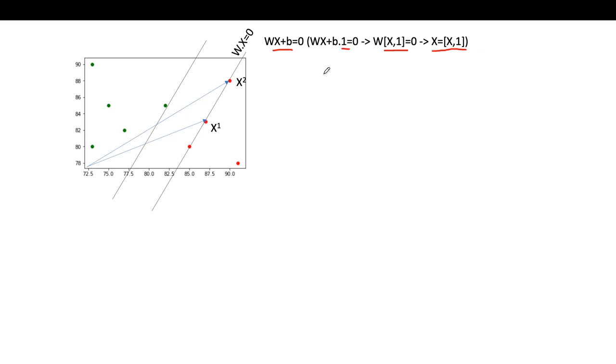So now we know wx equals 0, and we know x1 and x2 are points on that line wx equals 0. So we have wx1 equals 0 and wx2 equals 0. By subtracting these two, we can say w(x1 minus x2) is equal to 0. So what does that mean? That means, if you go back to my first slide, the basic concept of cosine similarity, that the dot product between w and the vector x1 minus x2 is 0, which means w is perpendicular to the vector x1 minus x2.